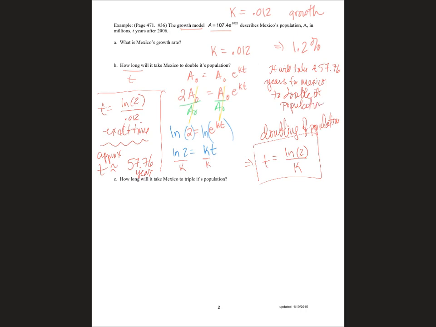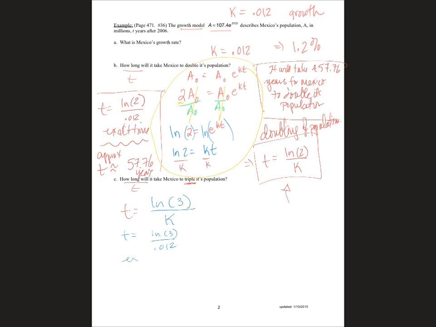Now, if in the next part of the problem I'm asked at what t it will take for Mexico to triple its population, how do you think we could use this general equation to solve for a time t? Well, I would modify this and go through the same process as I did up here, but now for tripling the population. And you should be able to get that t equals ln of 3, because we're tripling the population at a given rate. So in this case, t would be ln of 3 divided by 0.012.